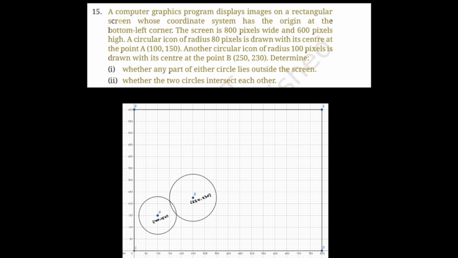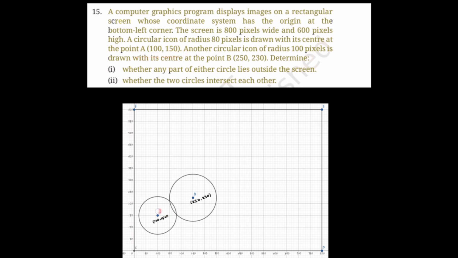See the diagram. This is the diagram of the given question. This is a computer graphics screen which displays the image, a rectangular screen, 800 pixels wide and 600 pixels in height. A circular icon of radius 80 pixels is drawn at the center point A (100, 150).